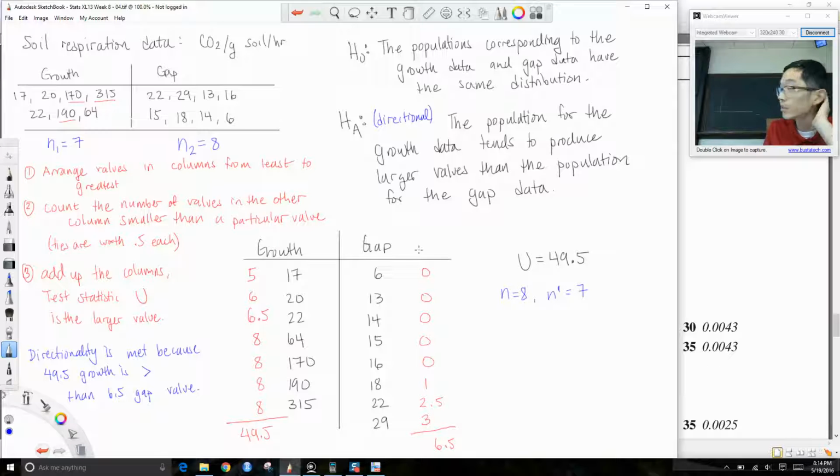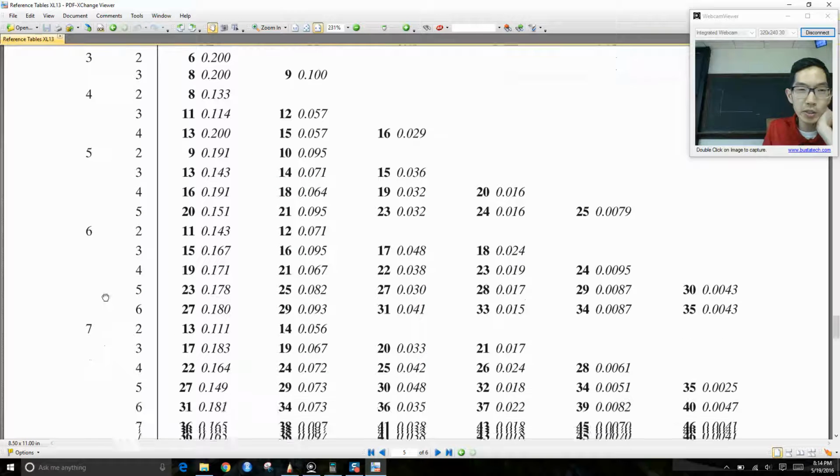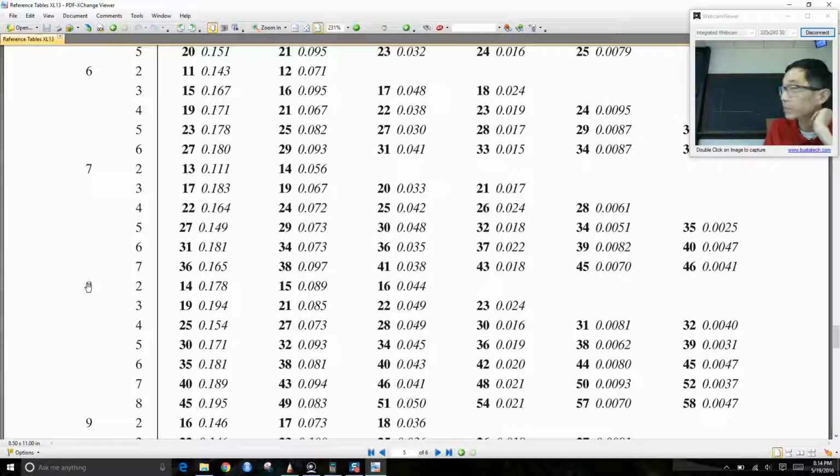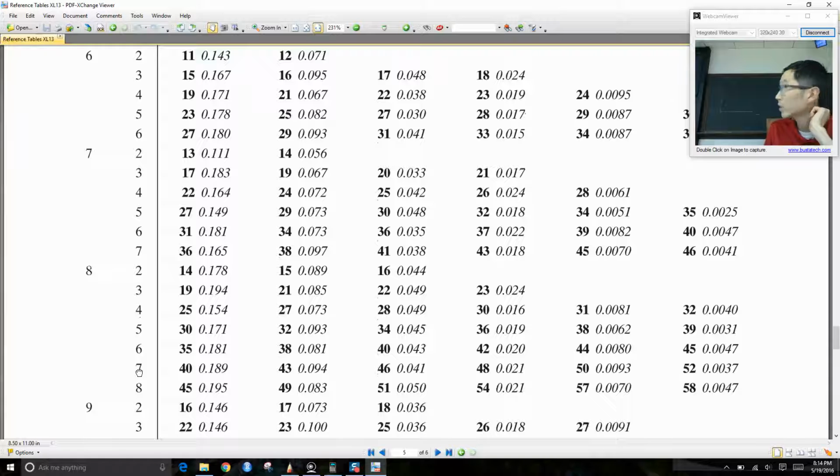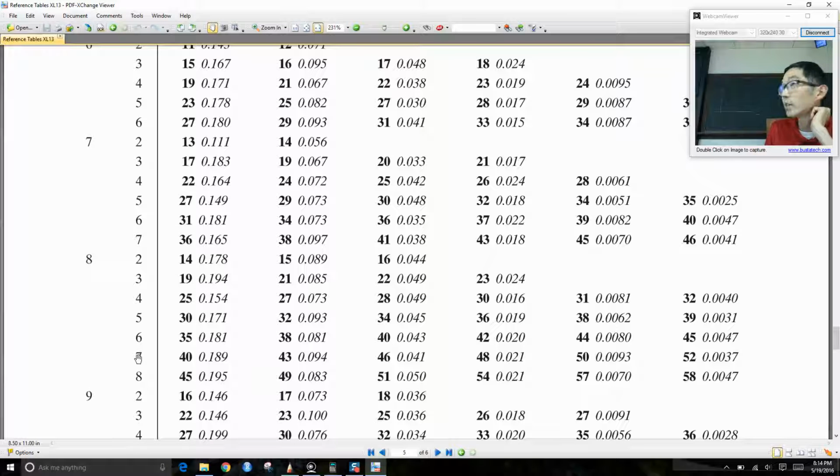Okay, so you've got two samples. Whichever sample has more values, that's going to be 8, the n, and the sample with fewer values will be n prime. So here I'm going to go to n is equal to 8, and then I'm going to go to the row where n prime is 7. Now I'm going to look for my test statistic, 49.5, among these bold print letters.